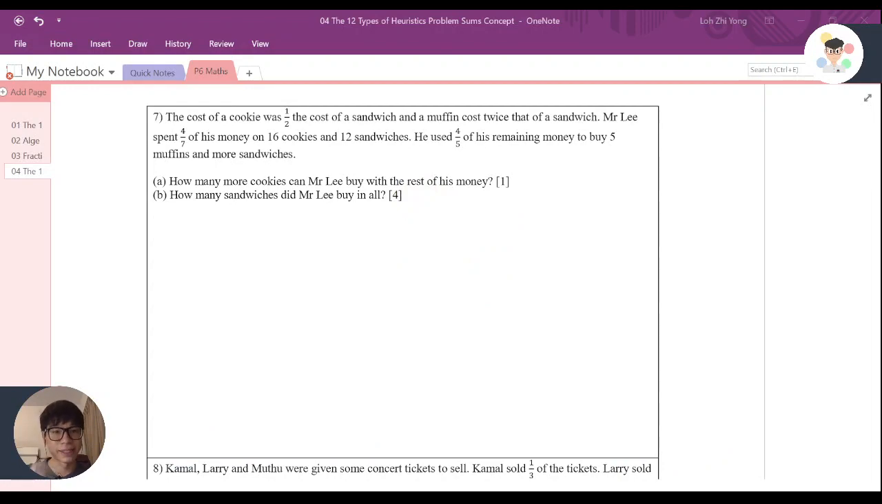Welcome back to the tutor class, and this is a discussion for booklet number 4, the 12 types of heuristic problem sum concept. And this is a very interesting question, so please try to follow and we can solve this.